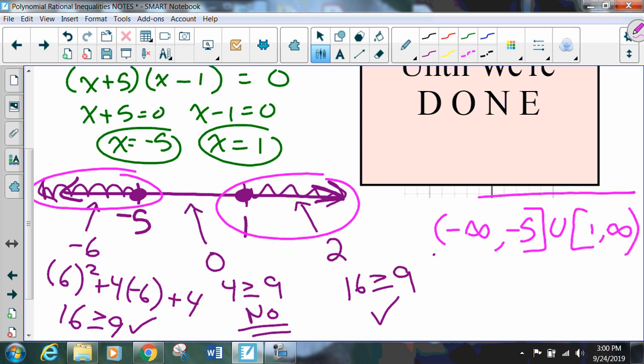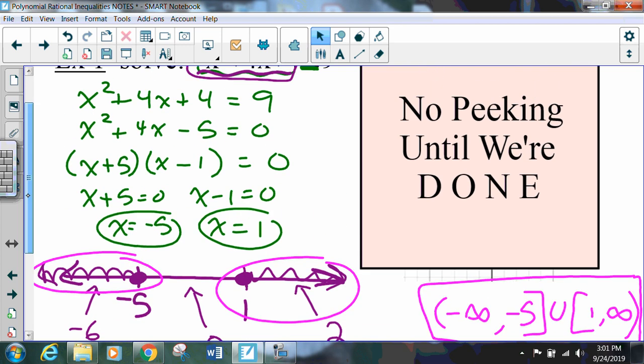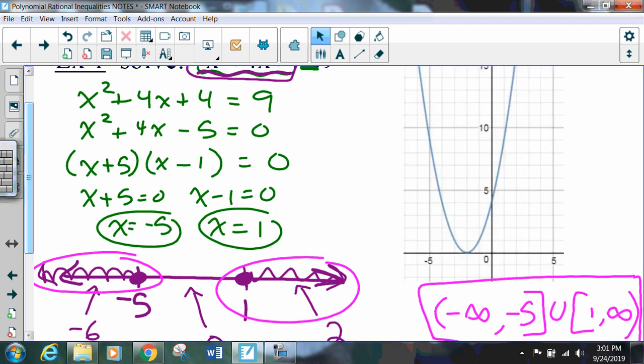So my solution for an inequality is going to involve writing an interval. So now, what was this about? Don't click until we're done. Let's go ahead and look at what we've got. No peeking till we're done. Let's look at what's behind here.